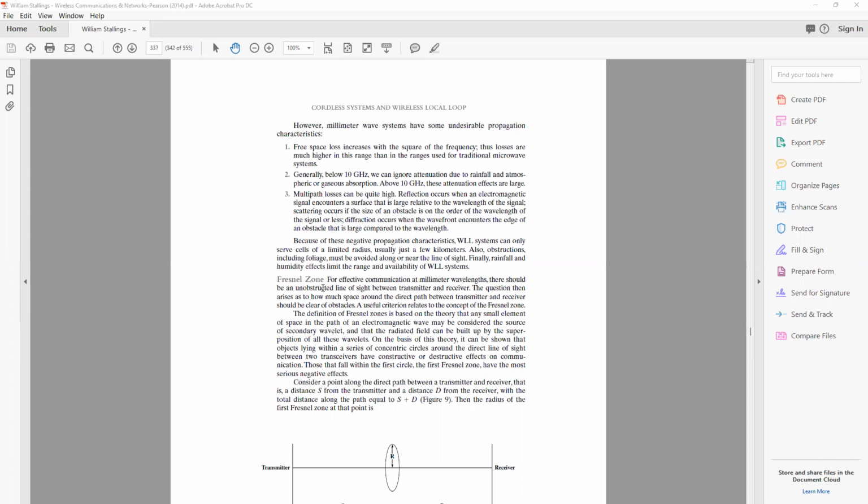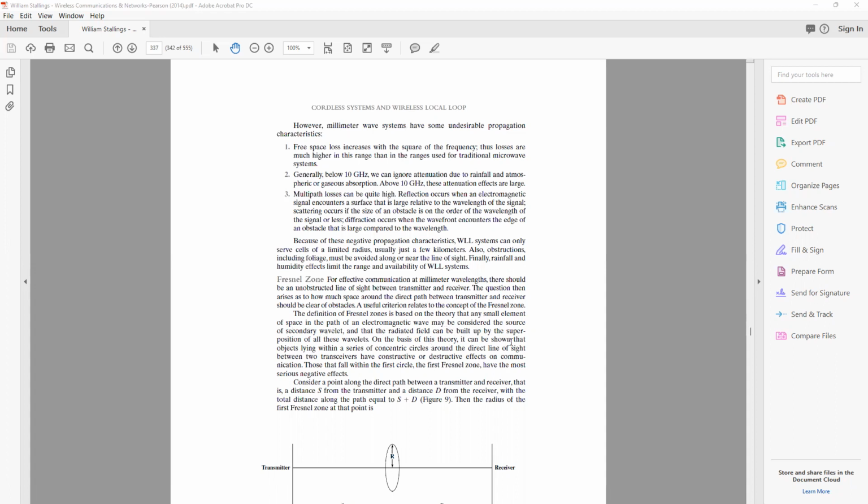there should be an unobstructed line of sight between the transmitter and receiver. The question then arises as to how much space around the direct path between the transmitter and the receiver should be clear of obstacles. A useful criterion relates to the concept of Fresnel zone. The definition of Fresnel zone is based on the theory that any small element of space in the path of the electromagnetic wave may be considered the source of a secondary wavelet, and that the radiated field can be built up by superposition of these wavelets.